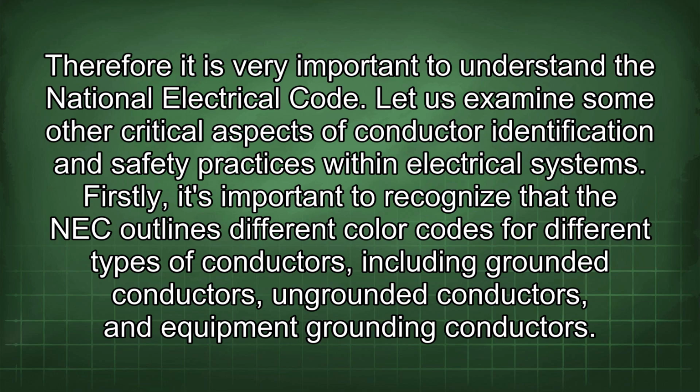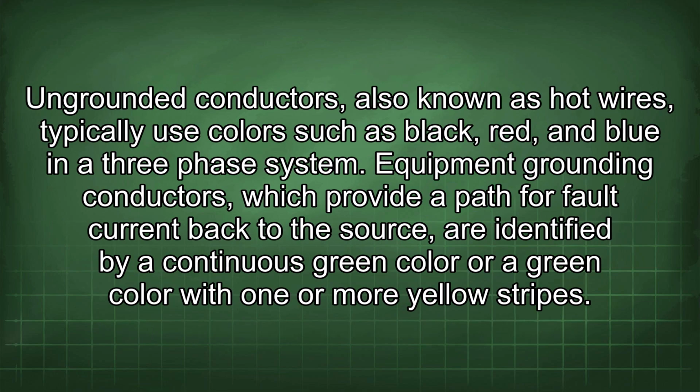Let us examine some other critical aspects of conductor identification and safety practices within electrical systems. Firstly, it's important to recognize that the NEC outlines different color codes for different types of conductors, including grounded conductors, ungrounded conductors, and equipment grounding conductors. Ungrounded conductors, also known as hot wires, typically use colors such as black, red, and blue in a three-phase system. Equipment grounding conductors, which provide a path for fault current back to the source, are identified by a continuous green color or a green color with one or more yellow stripes.